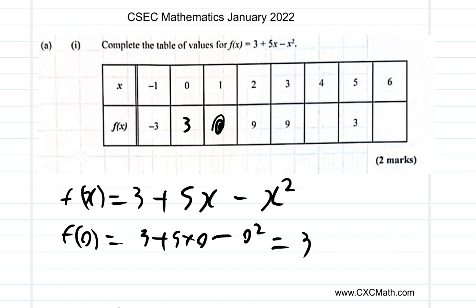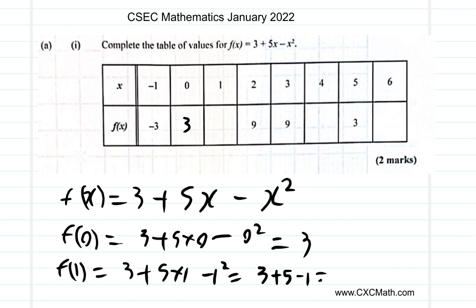What's going to happen here now? This is f of 1 because x is 1. So f of 1 would be 3 plus 5 times 1 minus 1 squared. This is 3 plus 5 minus 1. 3 and 5 is 8. 8 minus 1 is 7. So 7 comes here.